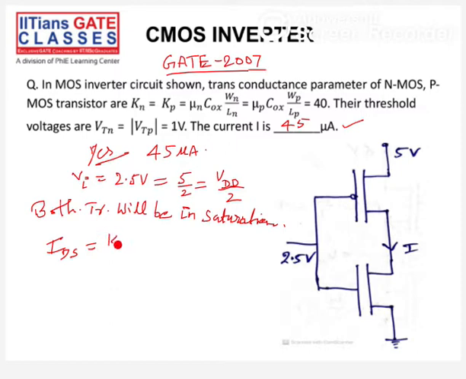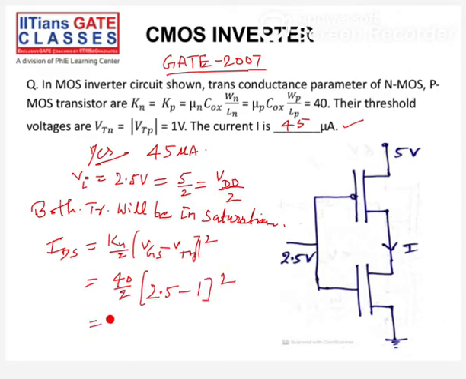will be equal to Kn by 2 times (VGS minus VT) whole square. So Kn they have already given, that is 40 by 2, and VGS is 2.5, and VT is 1 volt, whole square. So it is 20 into 1.5 whole square. So it is 2.25, and then multiplication, that is 45 microamps.